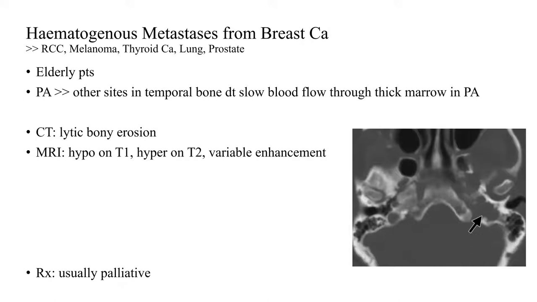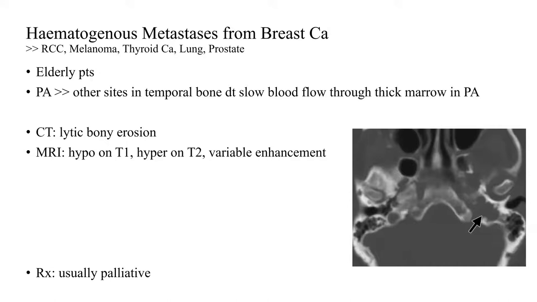There's a theory that of all the sites in the temporal bone, they may have a predilection for the petrous apex over other sites because the blood tends to slow down its flow through the particularly thick marrow in the petrous apex. So maybe that allows the metastatic cells to exit the circulation into the petrous apex.